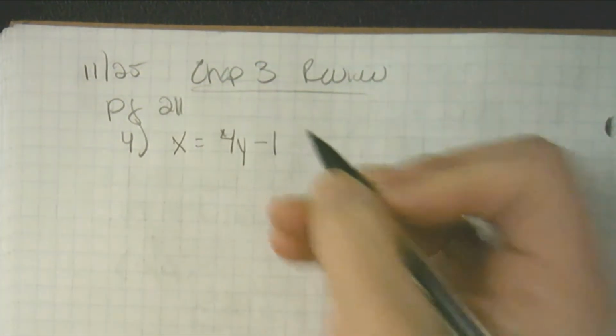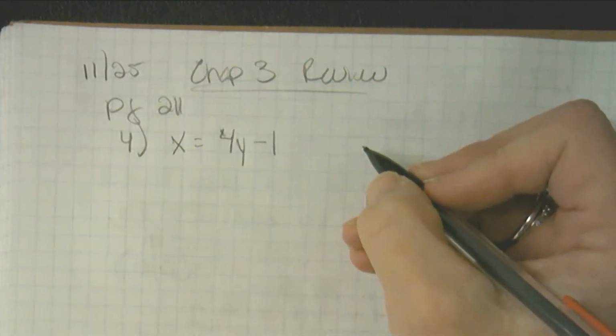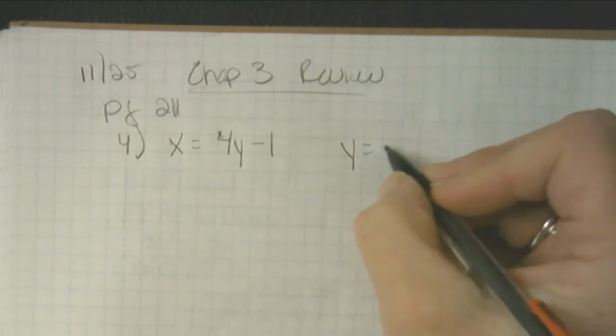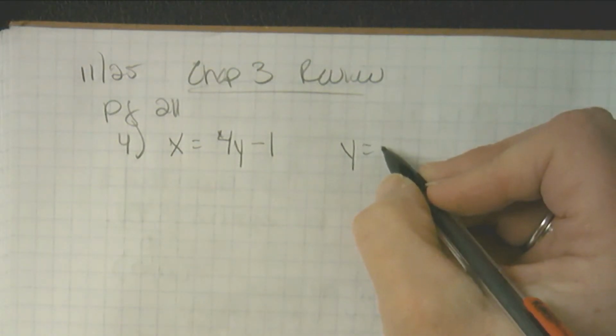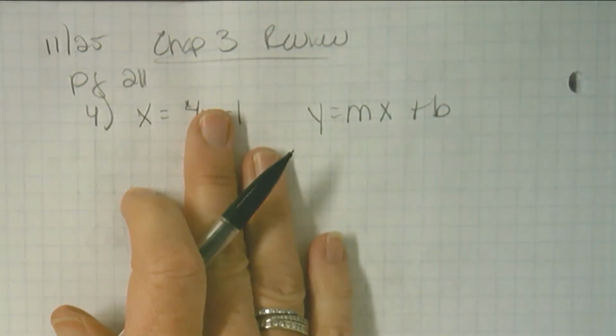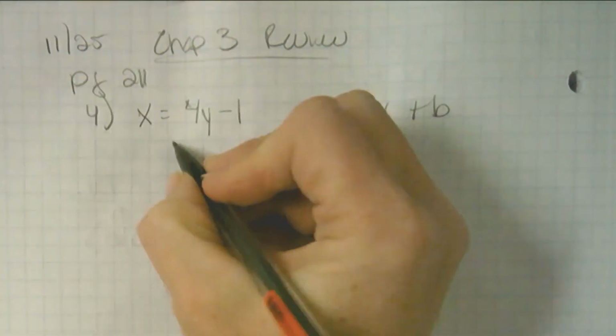All right, so we are comparing it with slope-intercept form. Ashley, what does slope-intercept form look like? No, that's direct variation. Y equals mx plus b, exactly. So is this in slope-intercept form? No, because I have x equals. So we want to turn this into slope-intercept form.